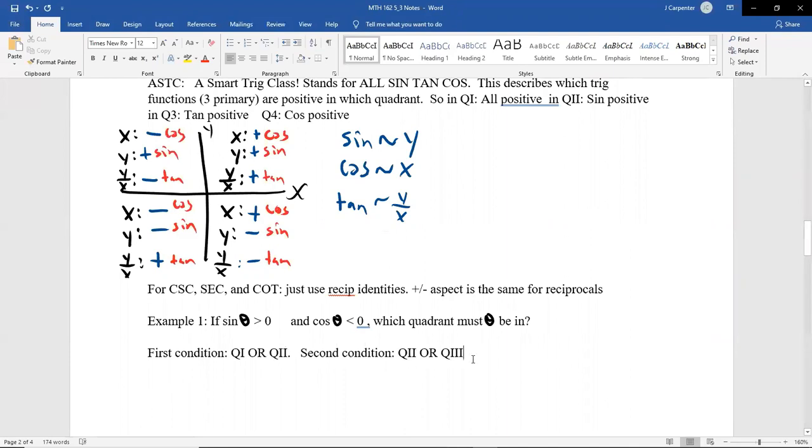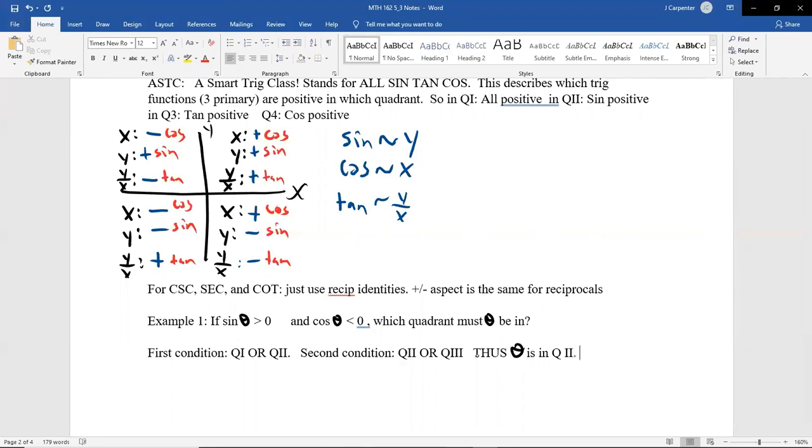Well, you just got to make it happen in both. So the first condition says we're in quadrant 1 or 2. The second condition says we're in quadrant 2 or 3. Take the overlapping one. Thus, theta is in quadrant 2.